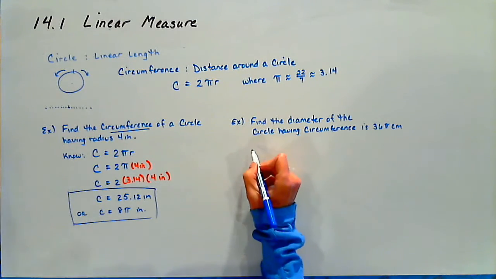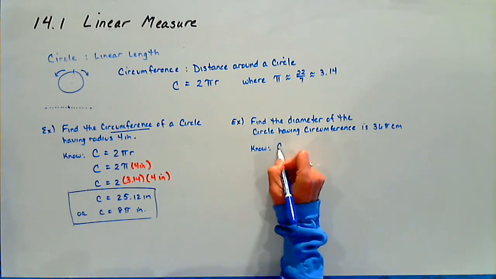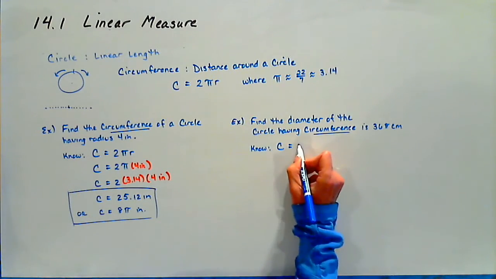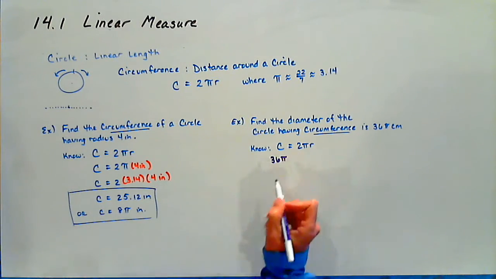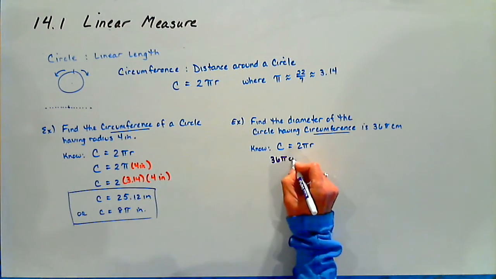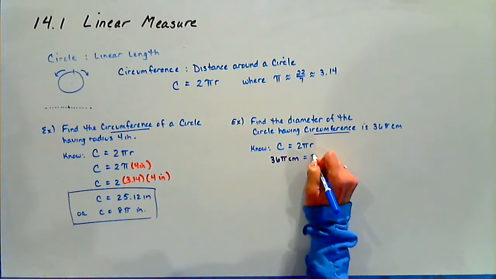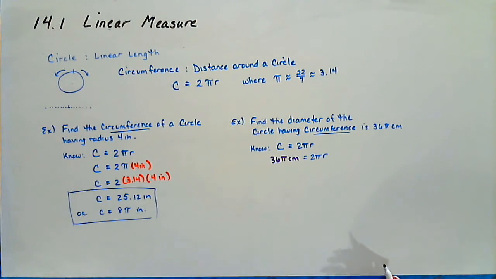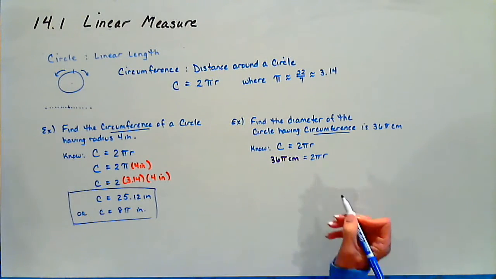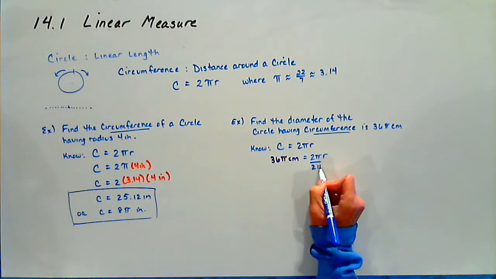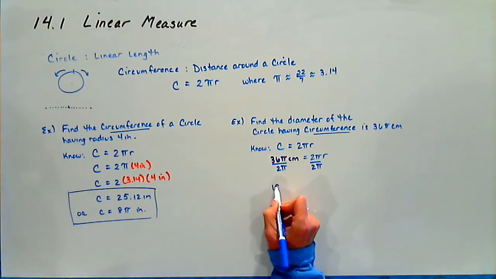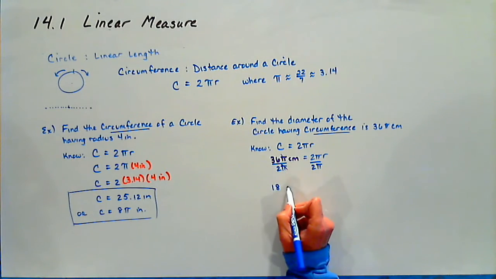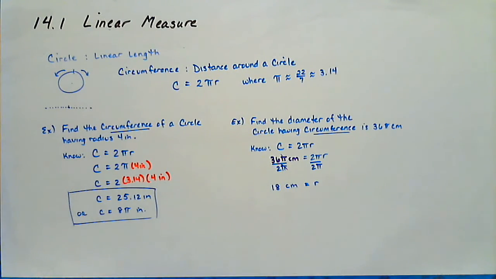Well, again, let's start with what we know. If I annotate, circumference is 2 pi r. This time I gave you parts and pieces. I gave you the circumference is 36 pi centimeters. So I know that's the same as 2 pi r. Since we're solving for the diameter, we'll come back. Let's first solve for the radius. We'll divide out the 2 and the pi. 36 divided by 2 is 18. Pi reduces with pi. So you'll notice we are left with a radius of 18 centimeters.